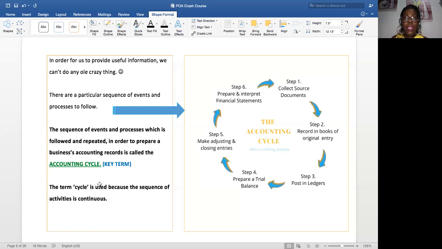The term cycle is used because the sequence of activities is continuous. So if you're in business for 10 years, you will do the cycle. If you're doing it yearly, some businesses will do this quarterly, monthly, every 6 months, it is a cycle that they have to repeat over and over and over. Okay?